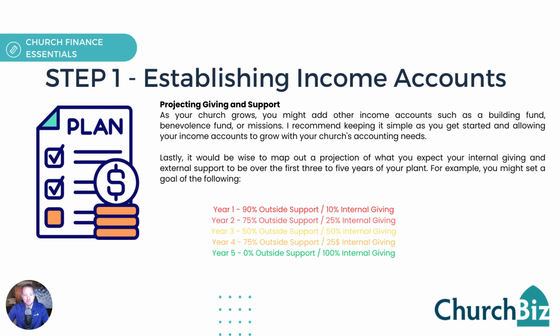This also gives you something to communicate with your core team to remind them that, hey, we've got a goal by year 2 of being 75-25. And I would encourage you to give them updates on where they stand on those goals. So, this is an example of how you can think through income projections.